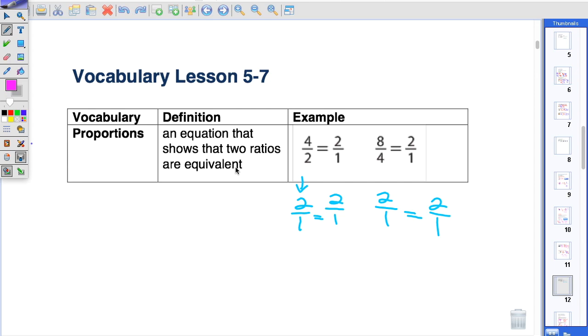This is the vocabulary for lesson 5-7, and the vocabulary word we have is proportions, which is an equation that shows that two ratios are equivalent. The examples that I have are 4 over 2 is equal to 2 over 1, because 4 over 2 can simplify to 2 over 1, and 8 over 4 is equal to 2 over 1, because 8/4 can simplify down to 2 over 1. So two ratios form a proportion when both fractions are equal to each other.